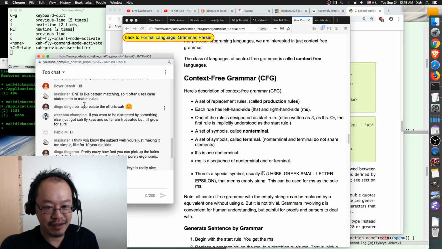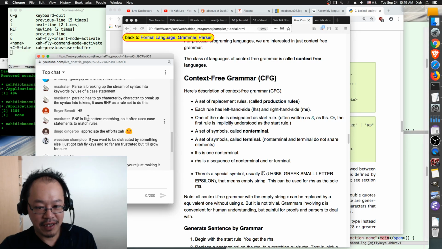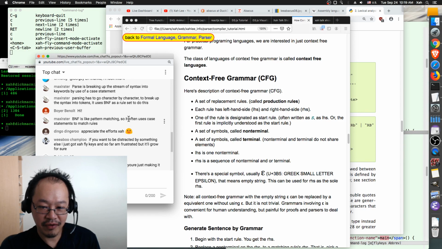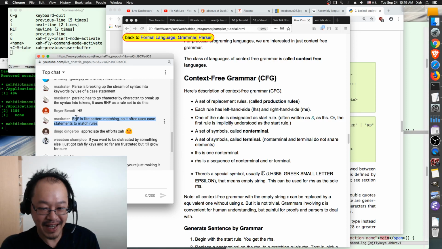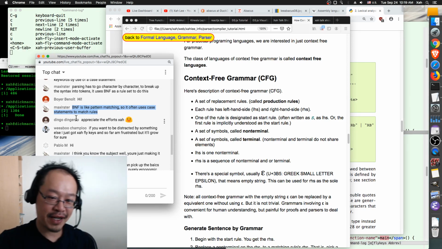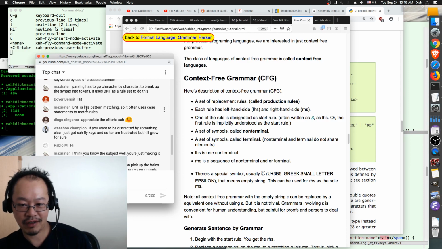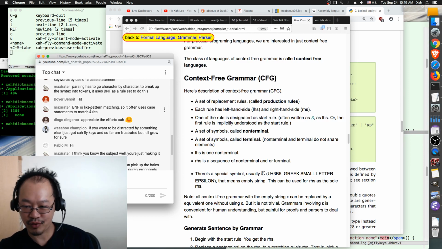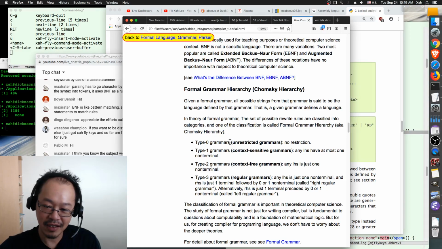Okay, so Dingo, thank you, Dingo, and thank you, Maxerator. BNF is pattern matching, so it often uses case statements to match rules. Exactly. So Maxerator, you have experience. Have you ever written a parser or compiler? Exactly, the parsing is extremely interesting.